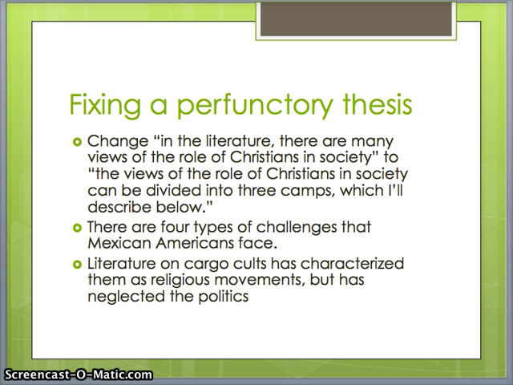There are four types of challenges that Mexican Americans face. Okay, and then you would describe them, maybe political, religious, social, or whatever. But the point is that you've taken it from there are many challenges to I have organized the data and now understand it as primarily four. Or literature on cargo cults has characterized them as religious movements but has neglected the politics. And so that's a good thesis that you could argue, and you would either use the literature to show the neglect or use the literature that proves that other scholars have noticed the neglect.